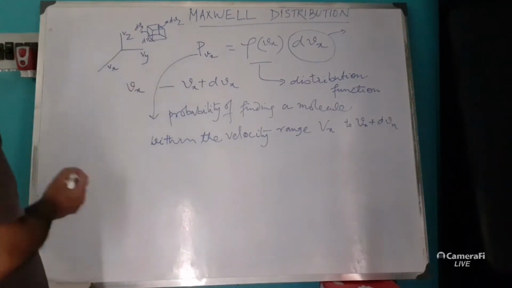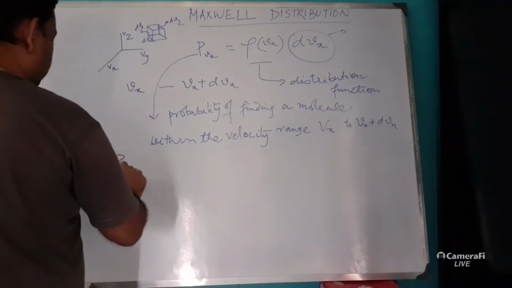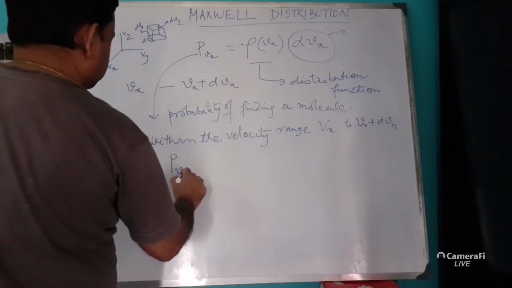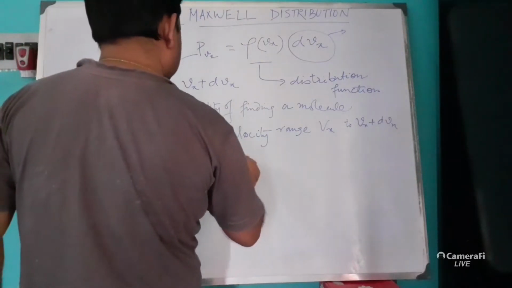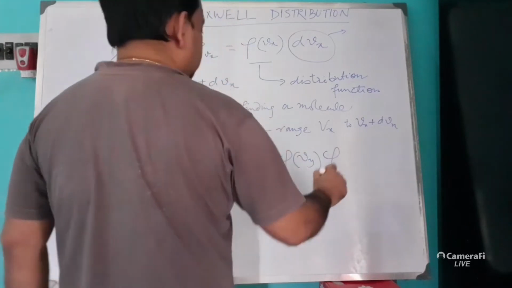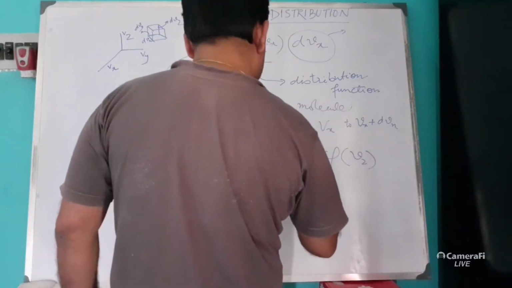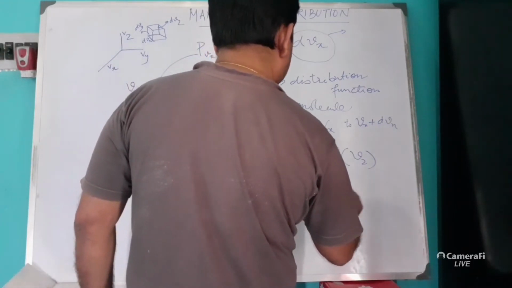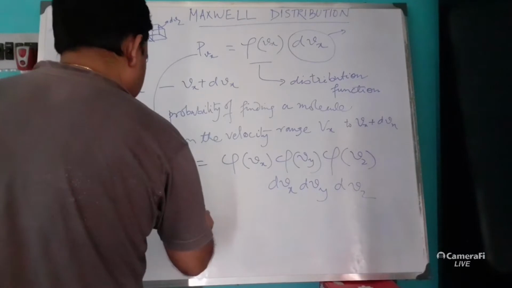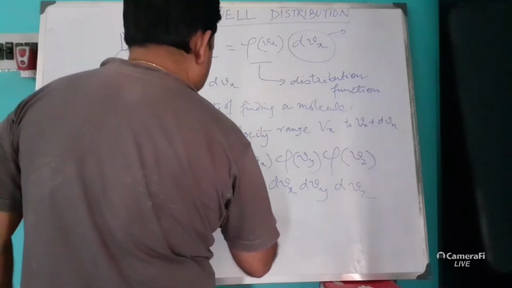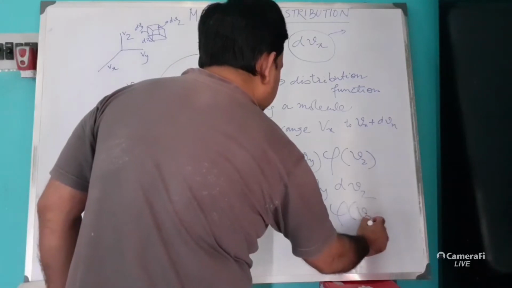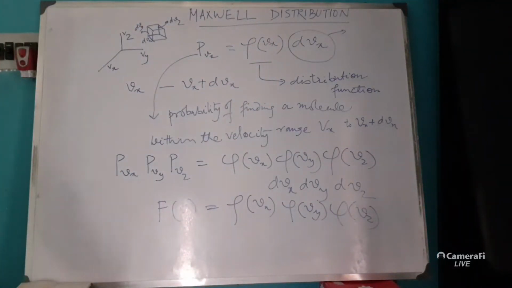So similarly, if we wanted it for all the three dimensions, then what would happen? P(vx, vy, vz) is equal to phi(vx) phi(vy) phi(vz) dvx dvy dvz, where f(v) is nothing but phi(vx) phi(vy) phi(vz). This is our consideration that will be taken into account.